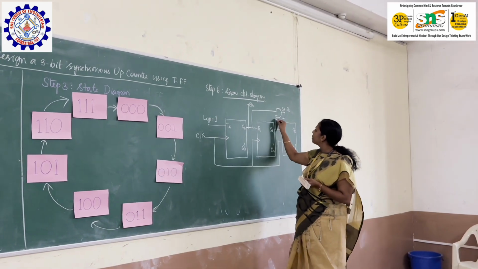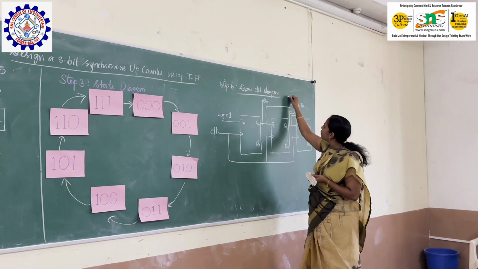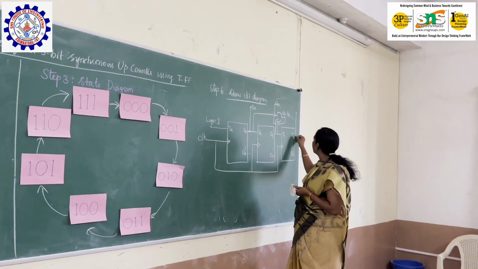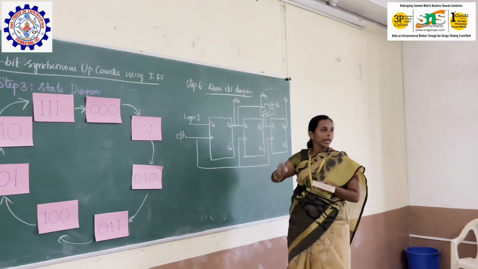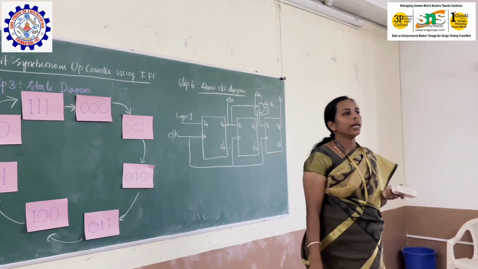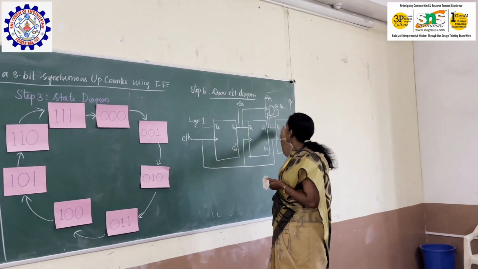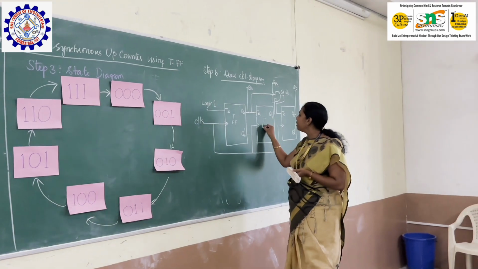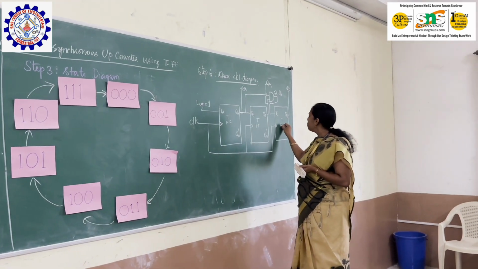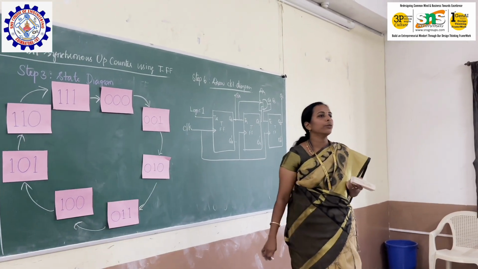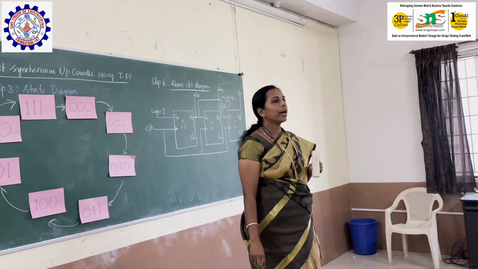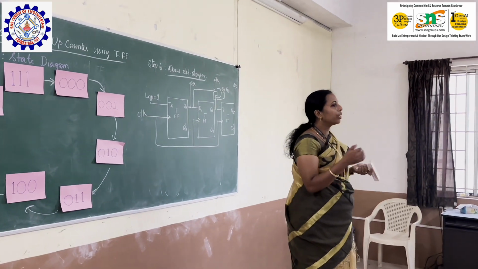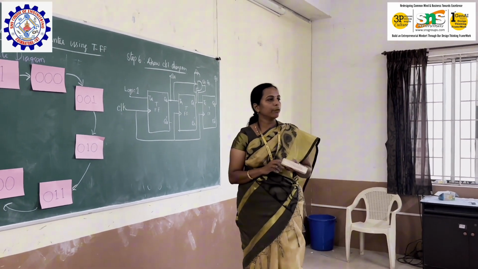If you want to generate the output, you can tap QB at this point and QC at this point, because if you want to count, you need these QA, QB and QC outputs to the LED. So you can connect these points to LED, and this is the circuit. All these are T flip-flops. Don't forget to mention what kind of flip-flop it is. So this is the circuit which we have designed. Using this circuit, I can count the numbers from 0 to 7 using T flip-flop.